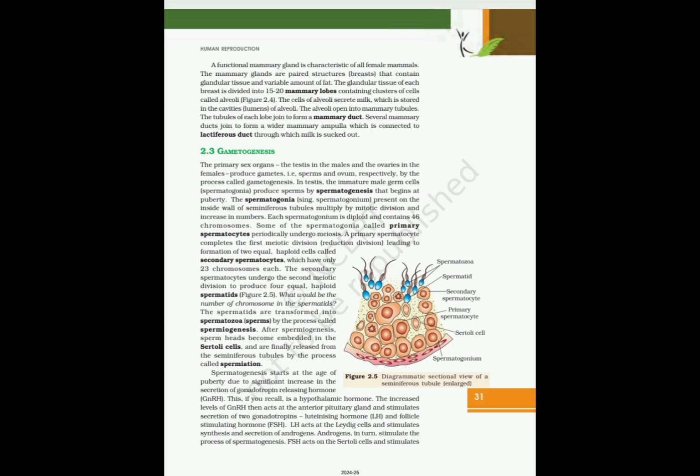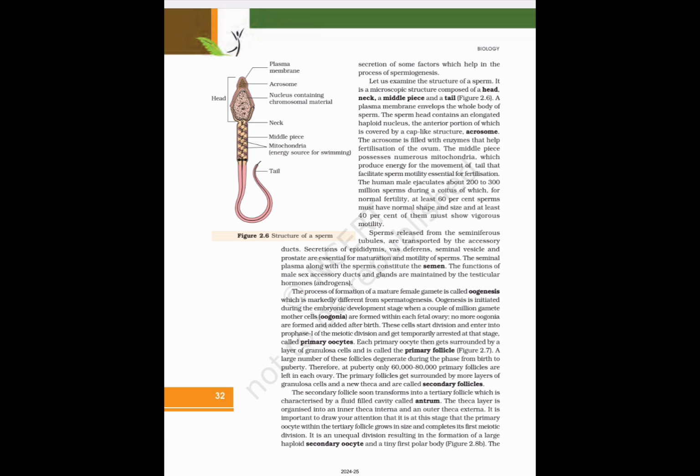process called spermiation. Spermatogenesis starts at the age of puberty due to significant increase in the secretion of gonadotropin releasing hormone. This, if you recall, is a hypothalamic hormone. The increased level of GnRH then acts at the anterior pituitary gland and stimulates secretion of two gonadotropins, luteinizing hormone (LH) and follicle stimulating hormone (FSH). LH acts at the Leydig cell and stimulates synthesis and secretion of androgens. Androgens in turn stimulate the process of spermatogenesis. FSH acts on the Sertoli cells and stimulates secretion of some factors which help in the process of spermiogenesis.